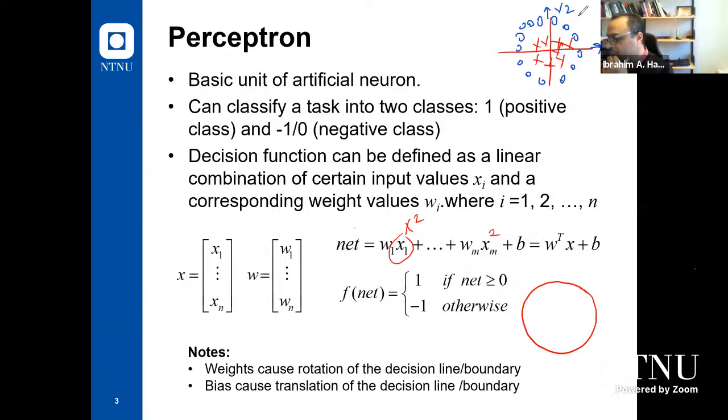Can we classify this problem by a perceptron? Yes, but then you would use... No, it's linearly inseparable. So we have to put them into higher dimensions. Yes, this is correct. So we need to use higher dimensional features.